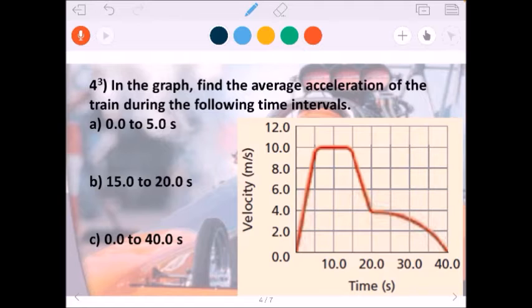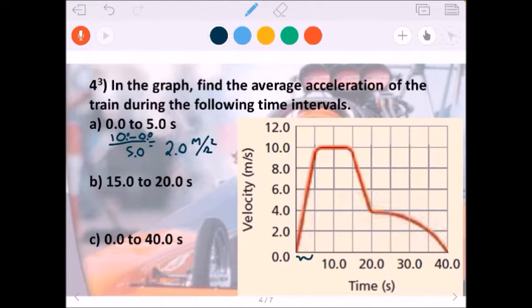In the graph, find the average acceleration of the train during the following time intervals. All right, so we're looking for the average acceleration. From the 0 to the 5-second mark, well, my average acceleration would be my change in velocity, which is from 0 to 10, so it would be ending at 10 minus the 0, and that's over this time period, which is 5 seconds. So I would say the average acceleration for part A is 2.0 meters per second squared. If we say this is 5.0, this is 10.0, and that's exact.